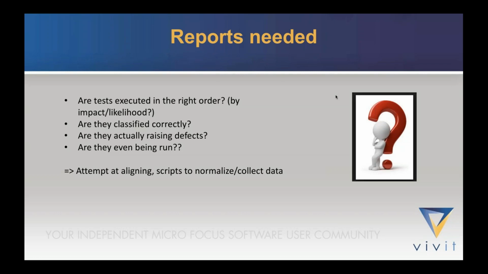Once I'd done that one, they then wanted to know, well, actually, were these tests actually classified correctly? And they did this by correlating tests with defects. Were the highest impact tests actually raising the highest impact defects? The more likely ones, you would expect them to raise more defects and so on. And actually, a really silly question, but were the tests actually being executed? To our great surprise, they actually weren't.